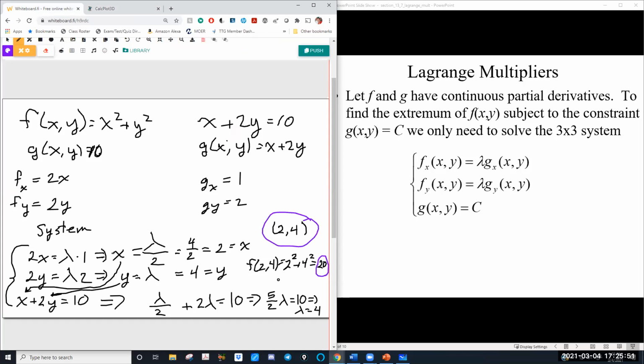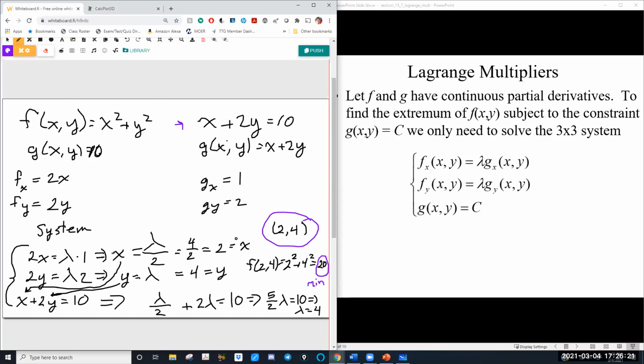All right. Questions about that? About how we solve that? Now again, that's not the minimum of our function. That's the minimum of our function subject to this constraint. Okay.